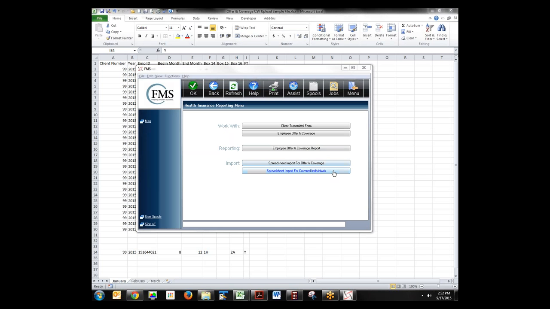We didn't talk about the covered individuals because that data is only required for the self-insured or self-funded, and most of the time it comes from the health insurance company anyway. Unless the employer is keeping track of all that themselves, they should be able to upload that data pretty easily.